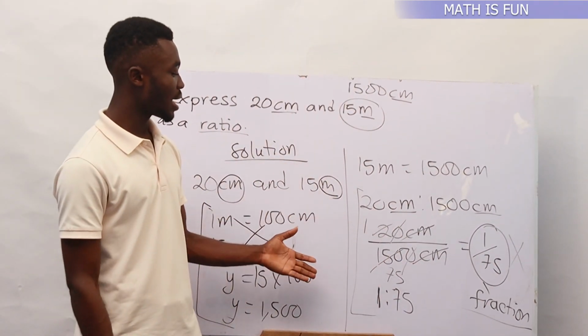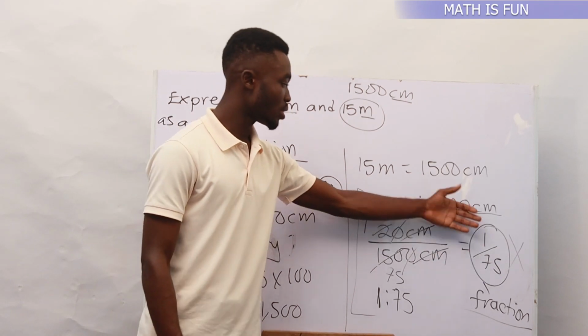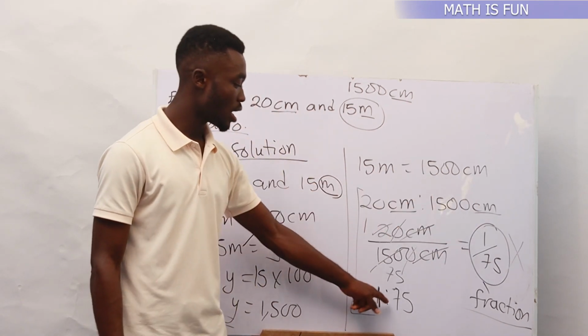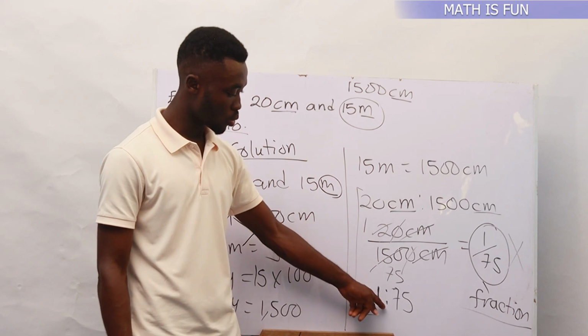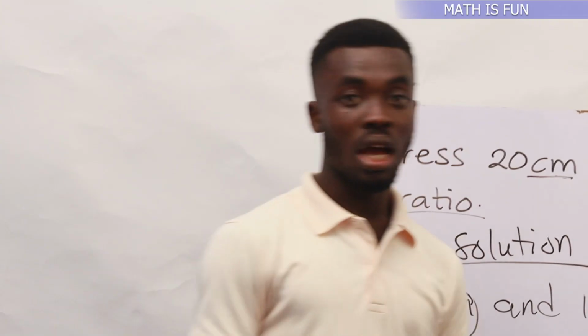So when you write this as a fraction, you'll be marked wrong. When you get the answer in the form like this, you need to express it as a ratio, which is 1:75.